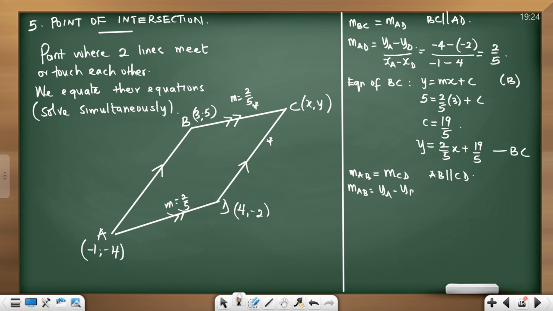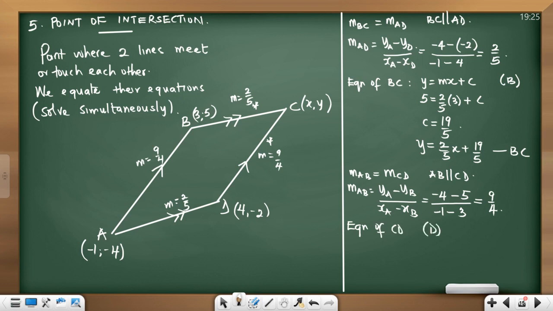YA. I'm just redoing all of this so that it stays in our head, you know? Good. What is the Y value of A? The Y value of A is negative 4. This is a positive gradient as well. What is the Y value of B? 5 over X value of A, negative 1, minus the X value of B. Okay, they both give me negative, so we're fine. Negative 9 over negative 4, which is 9 over 4. So I already now know M here is 9 over 4. It means M here is also what? 9 over 4. Sweet.